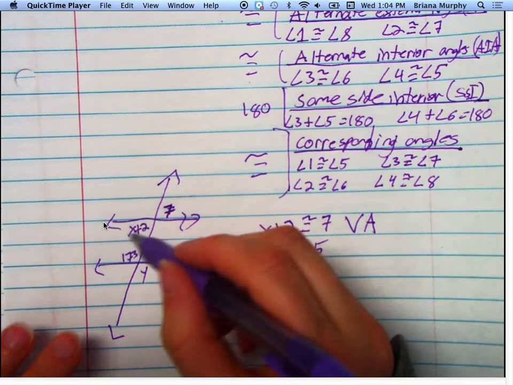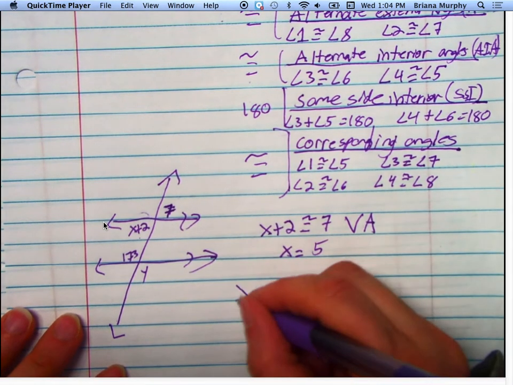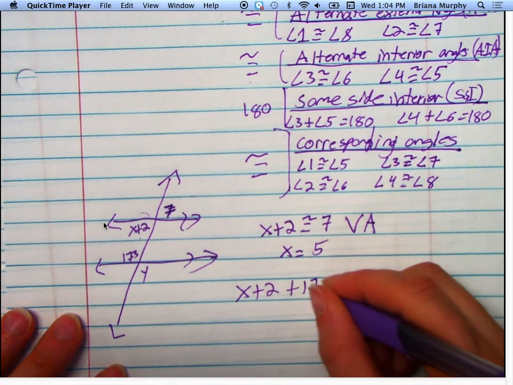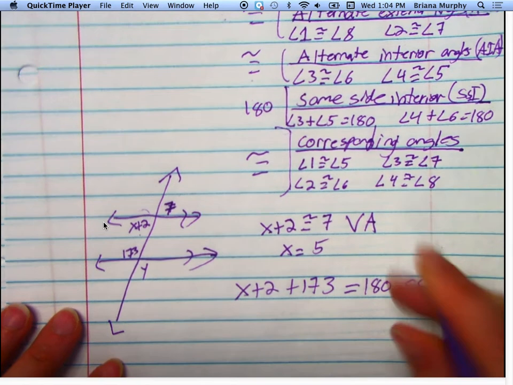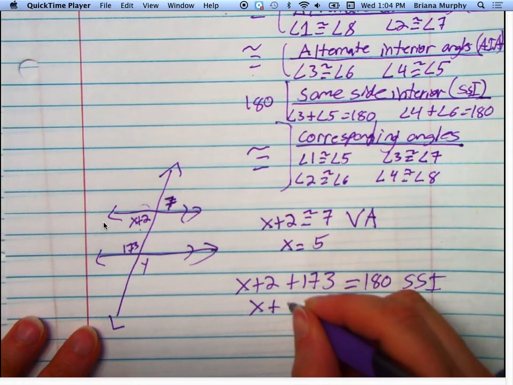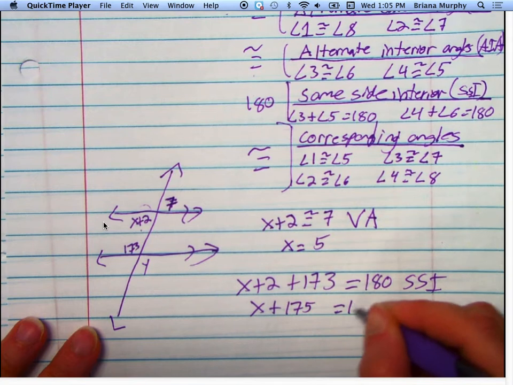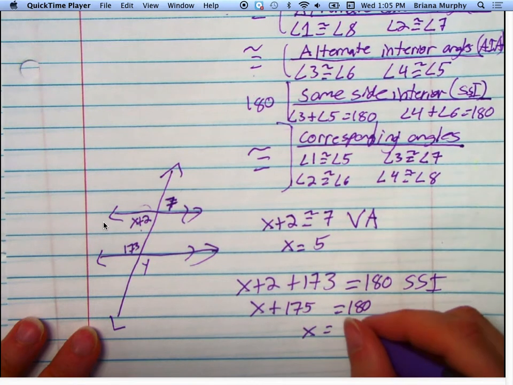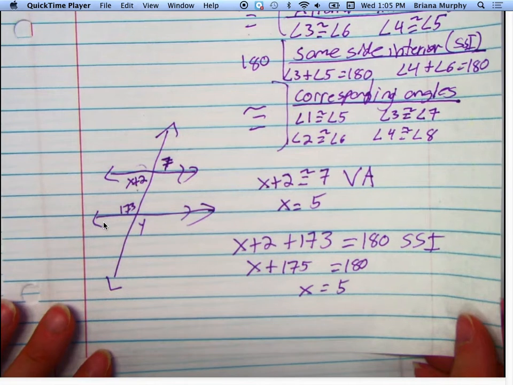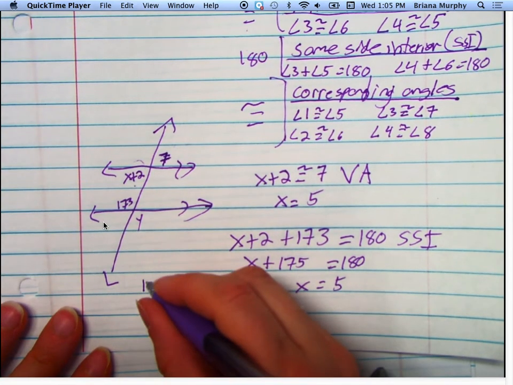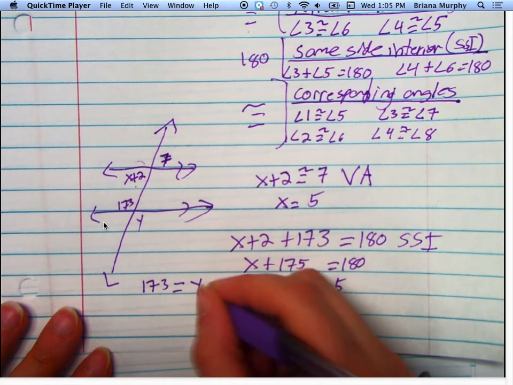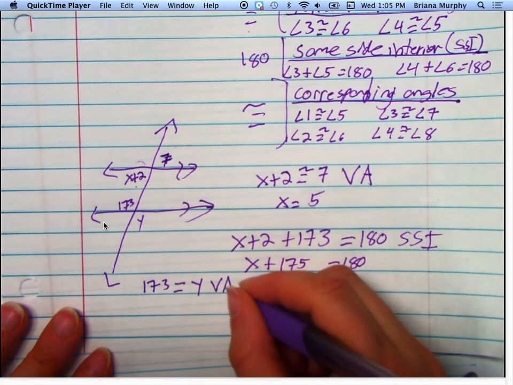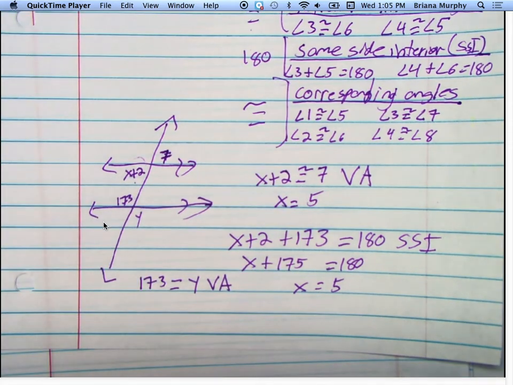Or you can see that x plus 2 plus 173 equals 180 because it's same side interior. So then we get x plus 175 equals 180. So we'd still get that x equals 5. And do you see that 173 is equal to y because they're vertical angles? So we can find all of those things.